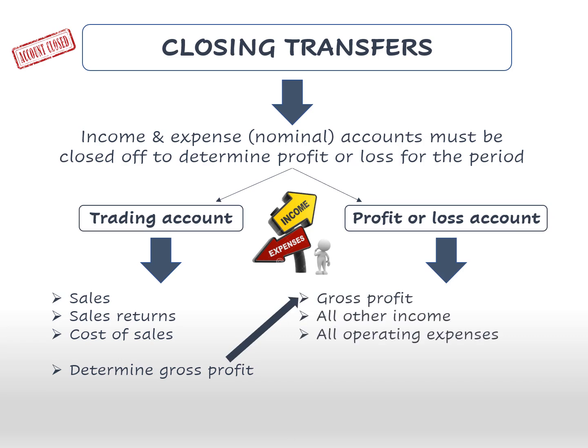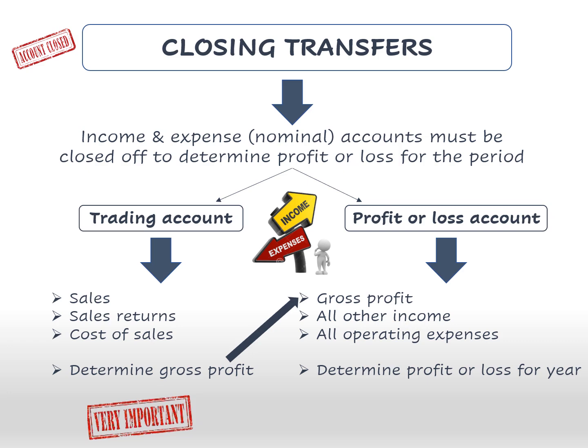Then all the other income and the operating expense accounts are closed off to profit or loss. When the profit or loss account is balanced, this will then give the profit or loss for the year. It is very important to remember that once the income and expense accounts have been closed off, they no longer have any balance. So the balance in every income and expense account is then 0.